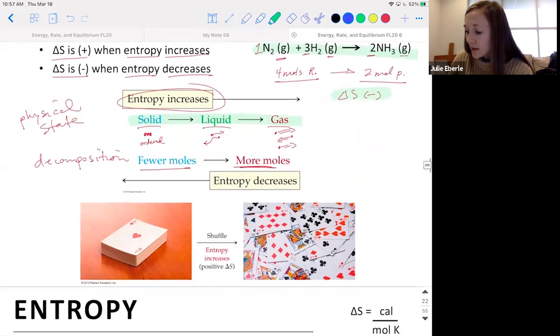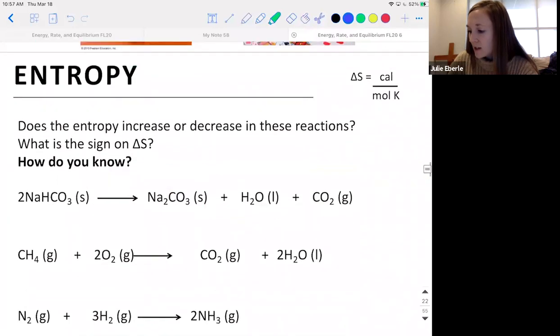The example your book gives you is a deck of cards, a nicely stacked deck of cards. Everything is ordered. And then if you scatter them about, here it just shows you entropy increases. So that'd be a positive delta S. So any process like that where things are becoming more disordered, entropy is increasing. Okay, so we're going to move on. We're going to do some practice problems on this.